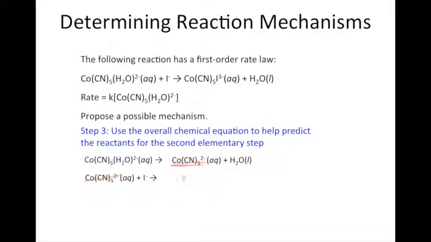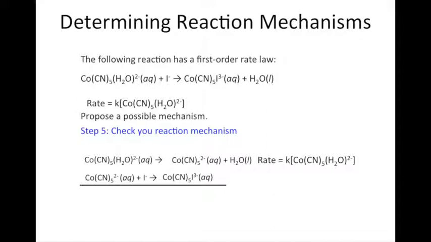Well, now we need to predict our product for our last step. Again, let's look at our overall equation to help us with that. Well, now this could be one of our steps. We have CoCN5 2 minus and I minus. If we put those together, we should get this product, and we do need that. So we have a possible mechanism. Let's check it to see if it works out.